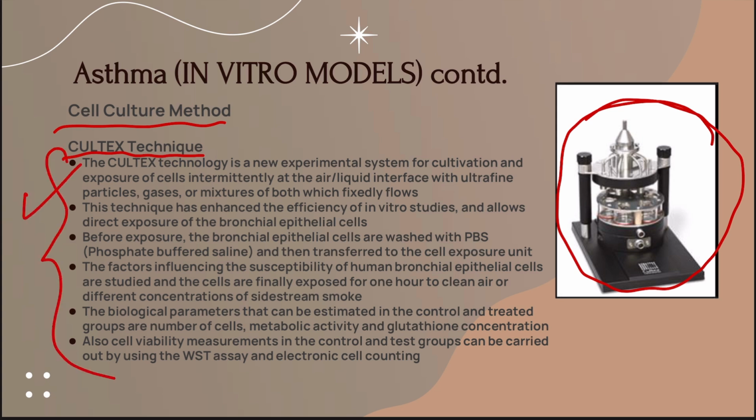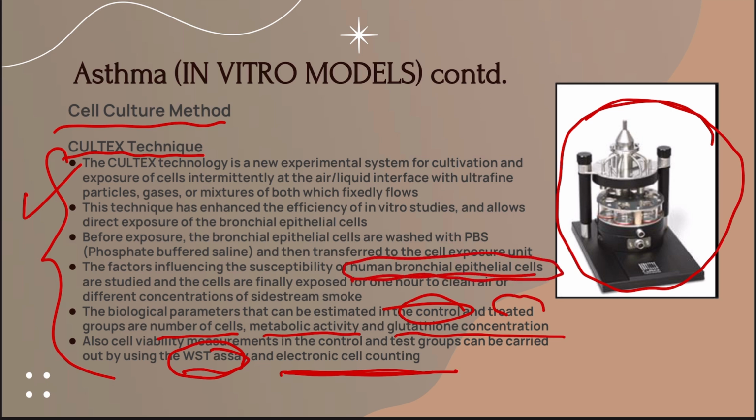After that we will also look at the biological parameters of the bronchial epithelial cells, which are going to be tested, including the number of cells, metabolic activity and the glutathione concentration. These cells will be treated either with the control, that is nothing, or with the test compound for which we are checking the activity. We will also calculate the number of cells which remain viable with the help of the WST assay, which is a colorimetric method of counting the cells, or we can do electronic cell counting.